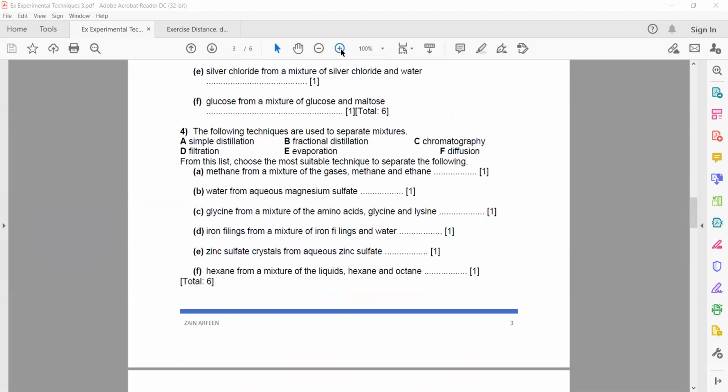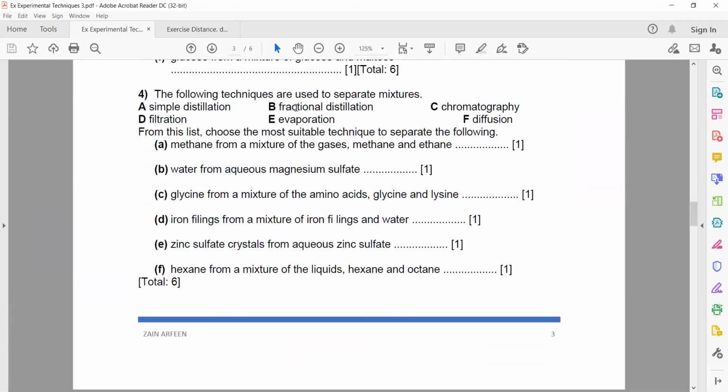Then moving on to question 4, the following techniques are used to separate the mixture. A is simple distillation, B is fractional distillation, C is chromatography, D is filtration, E is evaporation, and F is diffusion. From the list, the most suitable technique for methane from a mixture of gases, methane and ethane. When you have gases, you can write diffusion. You don't have to write the name, you just have to select a letter for this. It can also be fractional distillation. Both are possible, but you don't have to write both of them, any one of them.